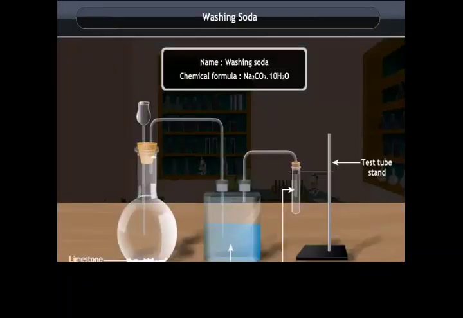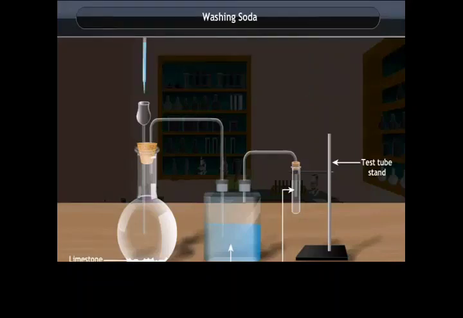Washing soda. Washing soda is sodium carbonate decahydrate. The chemical formula is Na2CO3·10H2O. Washing soda is prepared in the laboratory. The apparatus setup is shown here. Limestone is taken in a flat bottom flask and caustic soda is taken in a large boiling tube. Pour the dilute hydrochloric acid into the flask with the help of a thistle funnel. Limestone reacts with hydrochloric acid to generate carbon dioxide.